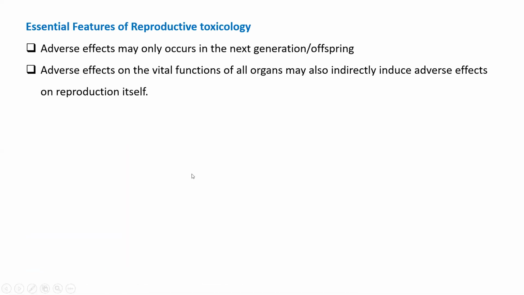Then, to carry out reproductive toxicity testing, there are certain essential features which one has to understand. That is, adverse effects may only occur in the next generation or offspring. Many a time the toxicity occurs, but the adverse effect you notice only in the next generation or the offspring. Then, an adverse effect on the vital function of any organ may also indirectly induce an adverse effect on reproduction itself. Means if a vital organ is affected, then you can observe the effect indirectly on reproduction itself.